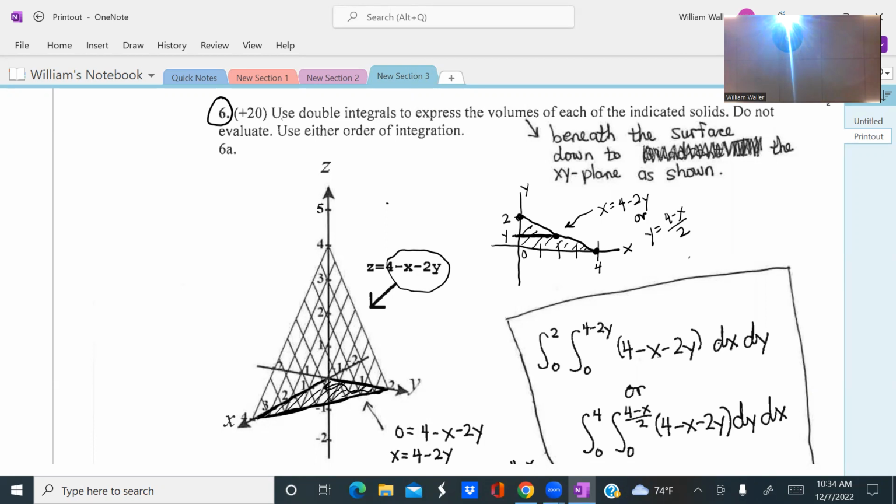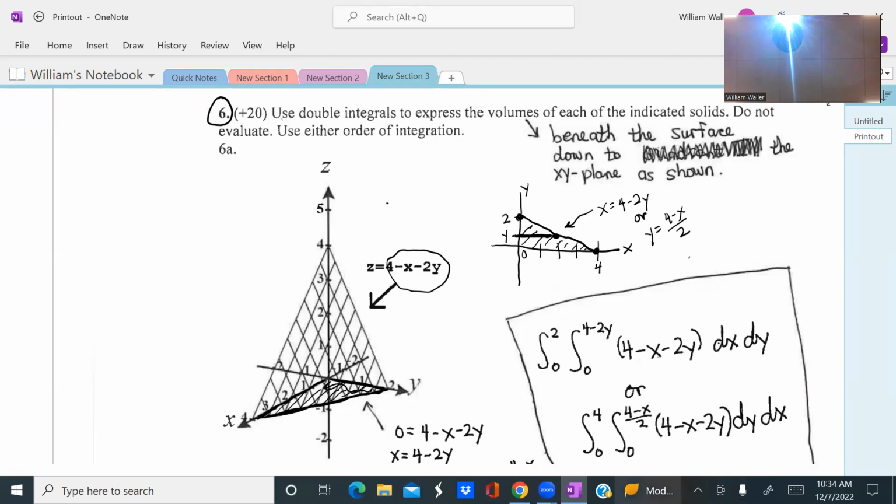It goes up to right here, right? It stops right there. But what is that? That's 4 minus 2y, correct? Because the formula for that line is x equals 4 minus 2y. So your limits of integration for x here are going to be 0 to 4 minus 2y.